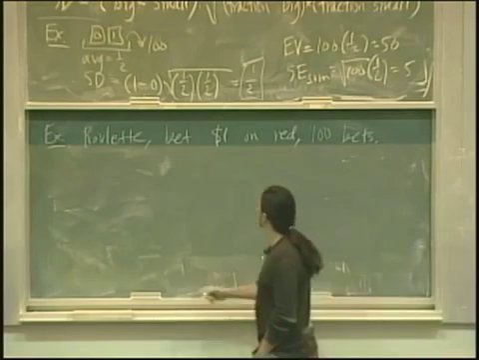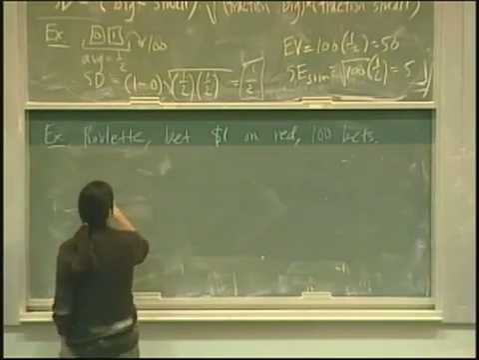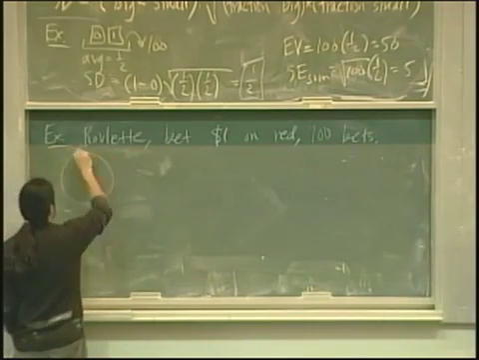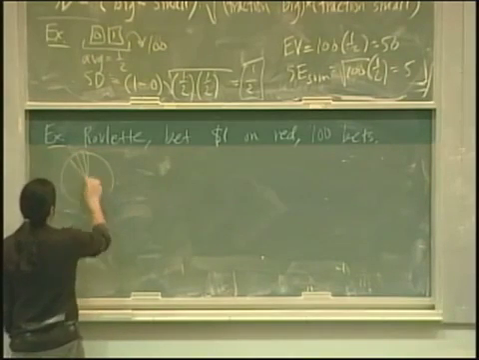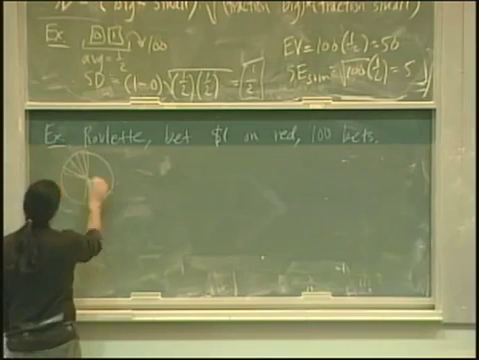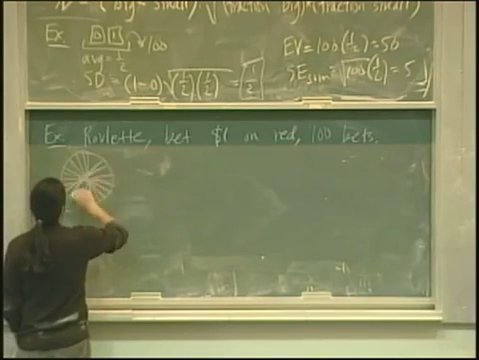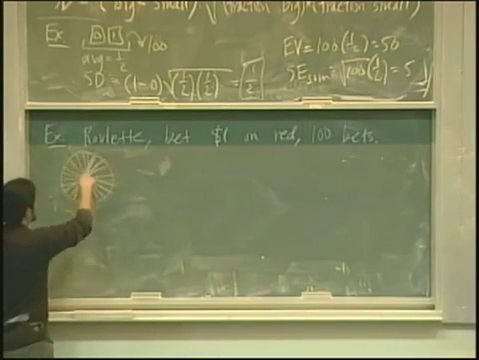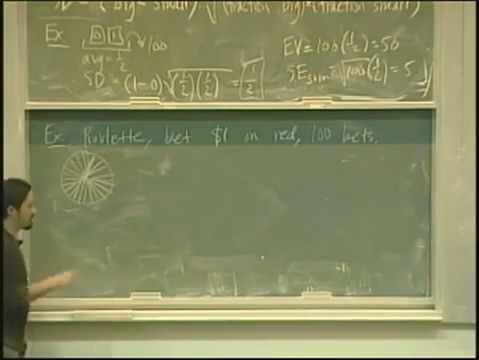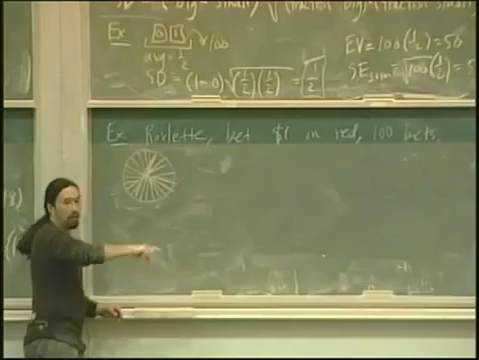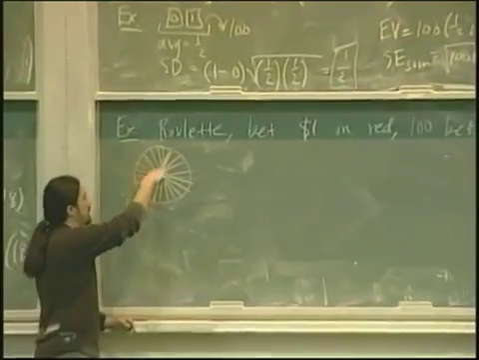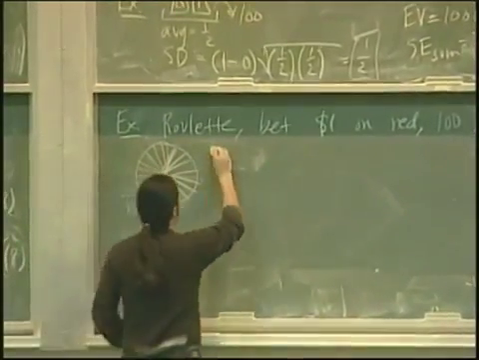OK, so the way that the roulette wheel works is that there are 38 slots. I'm not going to try to draw them all. Okay, rough, you know. What happens is you spin the roulette wheel and you throw a ball in there, and the ball kind of spins and bounces around and it ends up landing in one of these 38 slots.